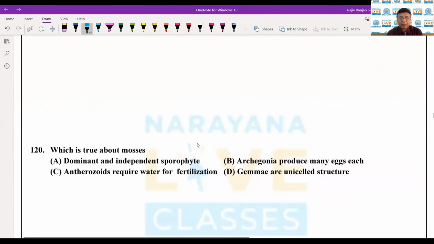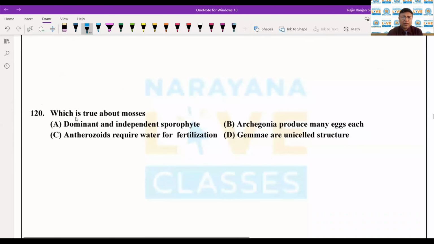So let's now just move over to the next question. What is true about mosses? First, I would like to just mention that mosses are the bryophytes. They are the advanced bryophytes. Okay. So which is true about mosses?